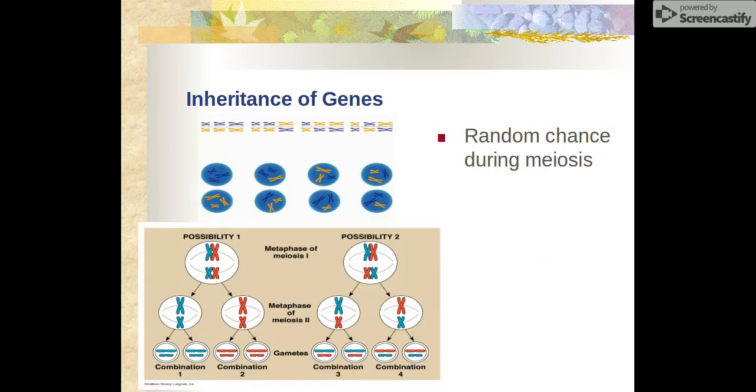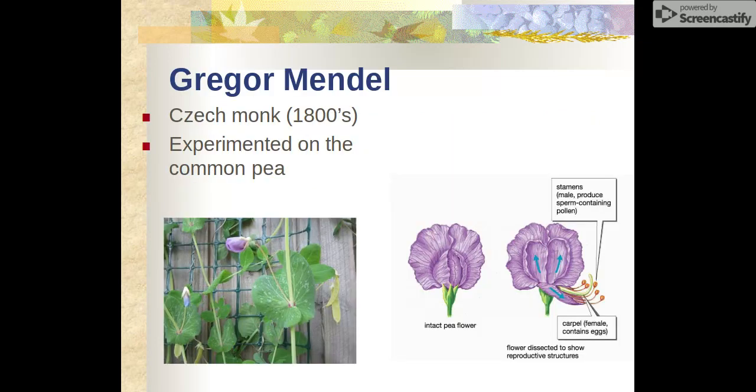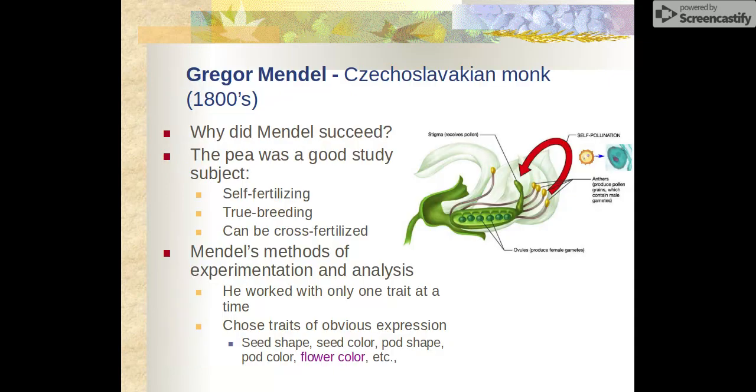Okay. Now we talked about this in meiosis, where we get this independent assortment of chromosomes, and they just kind of divide themselves up randomly. Okay. And so we can look at Gregor Mendel, who's often referred to as the father of genetics. A lot of his studies really led to how we understand inheritance at the basic level. Okay. He was a Czech monk in the 1800s, worked on pea plants. Okay. You may have heard of him before.